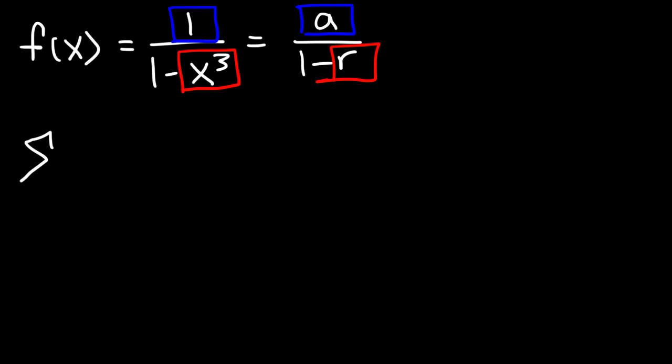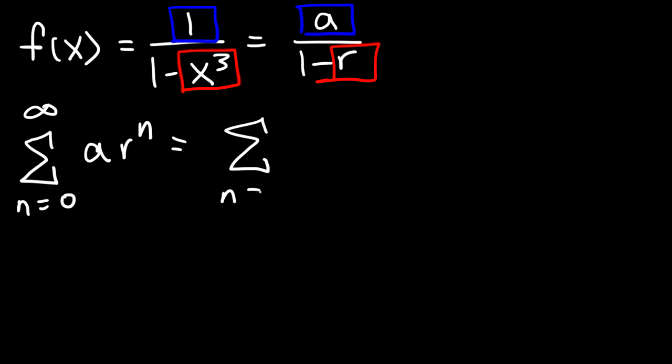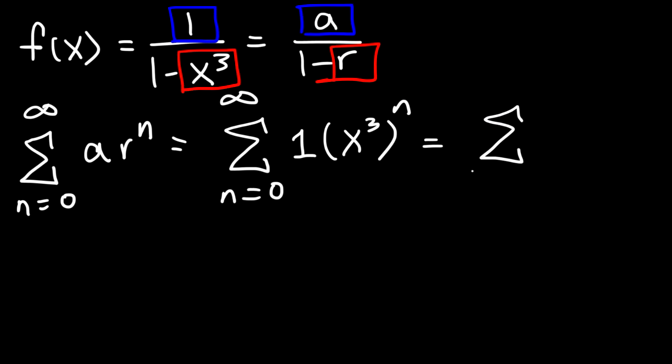So we can write the power series using this expression. So we have the summation from 0 to infinity, and this is going to be 1 times x to the third raised to the n. So we can write the final answer like this. It's going to be x to the 3n.